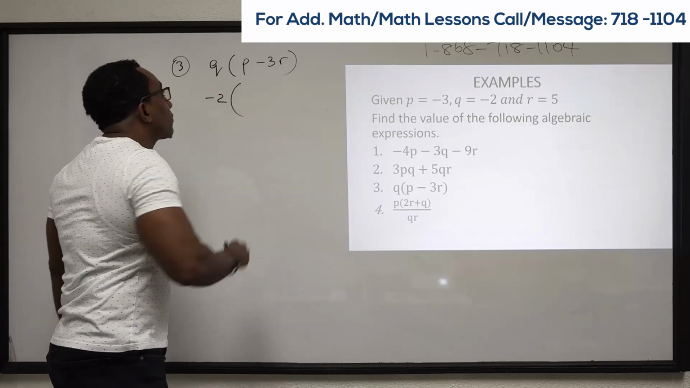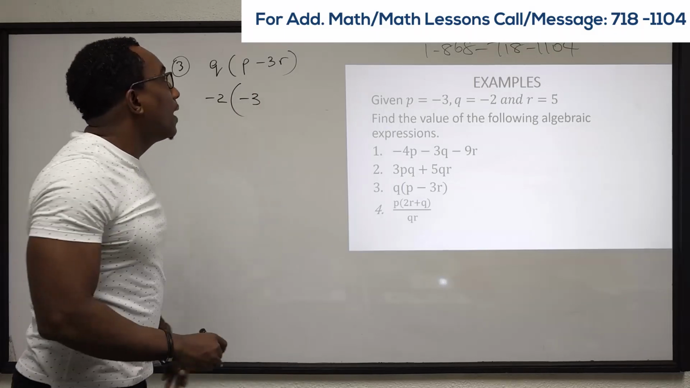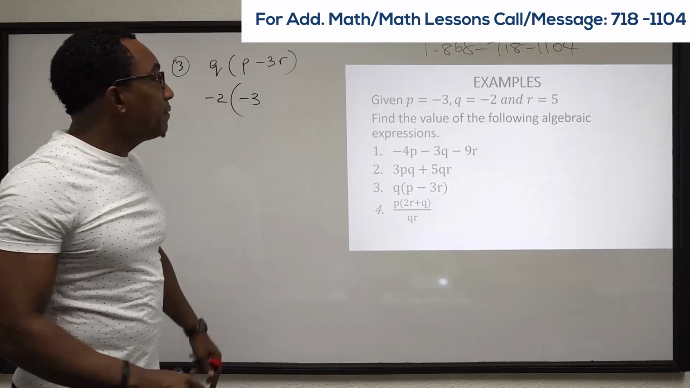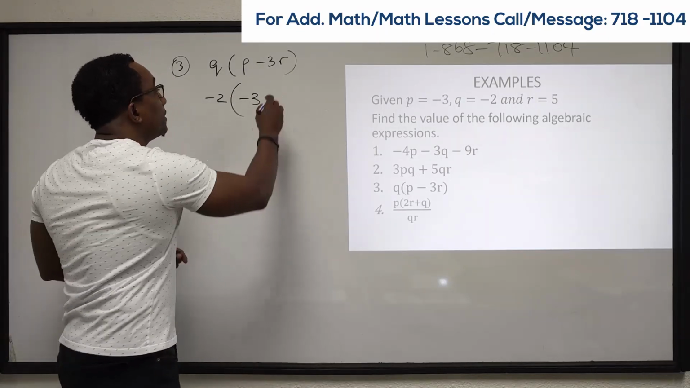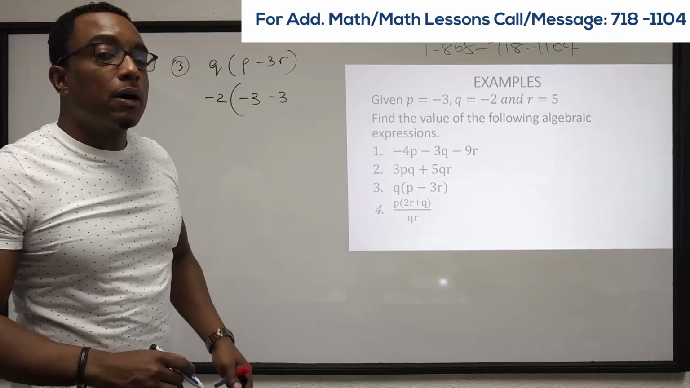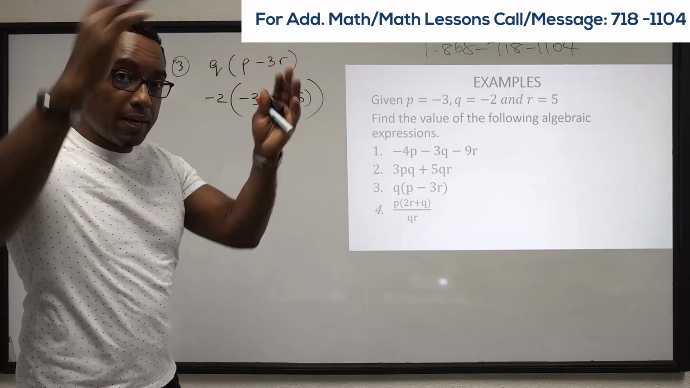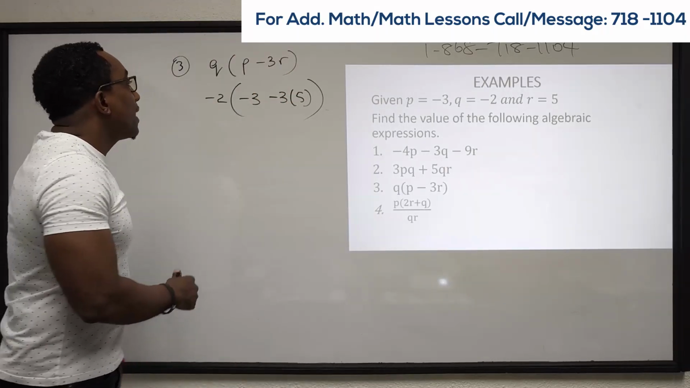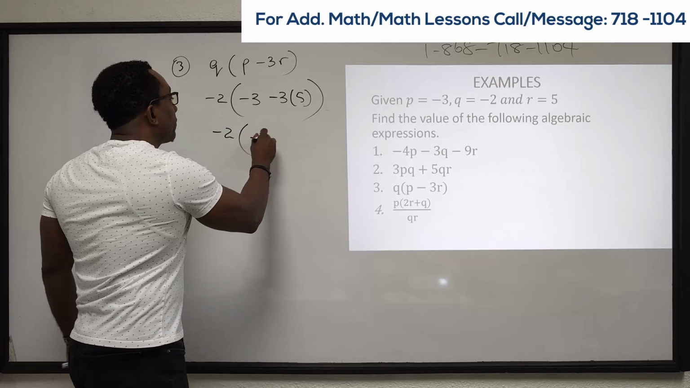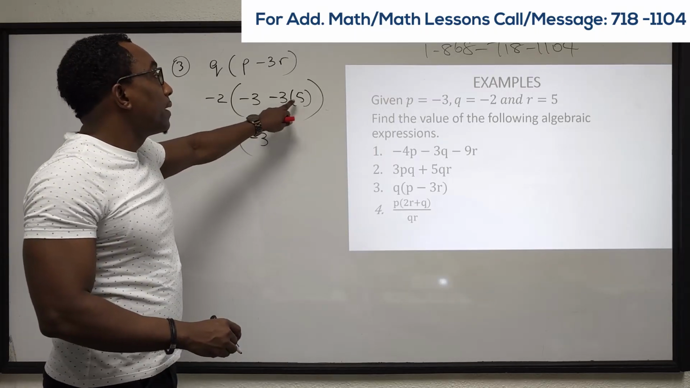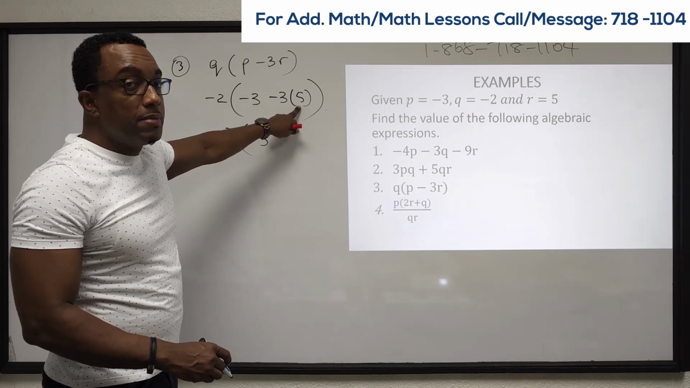We have our open brackets. We're going to replace P with negative 3. Of course, we're going to replace R with 5, but negative 3 is located in front of R. That's negative 3 times R. So we maintain our negative 3, and we're going to replace R with 5, but we ensure 5 is placed within brackets. Of course, close big brackets. So let's simplify. So I have my negative 2 outside my big brackets. This is negative 3. So negative 3 multiplied by 5. Remember, brackets imply multiplication.